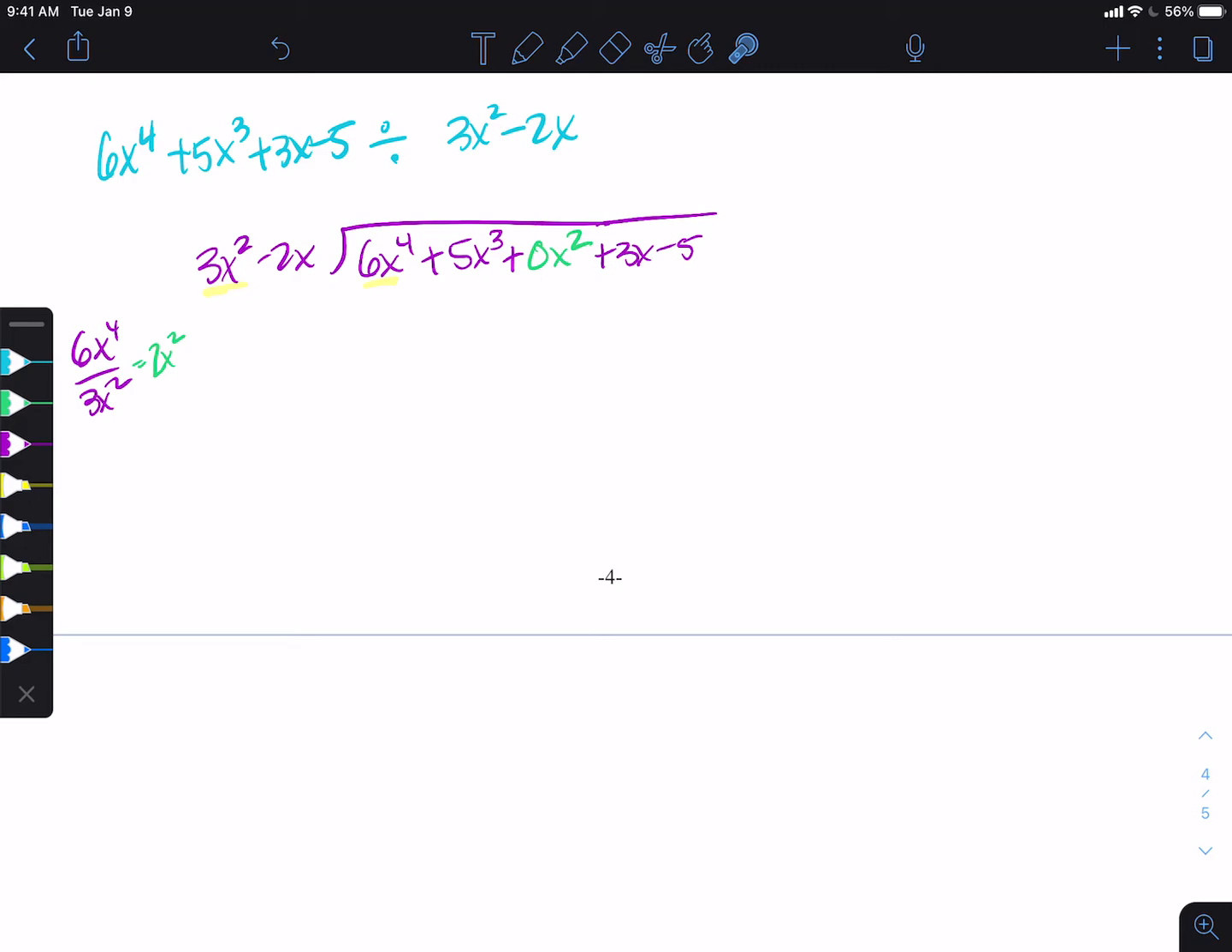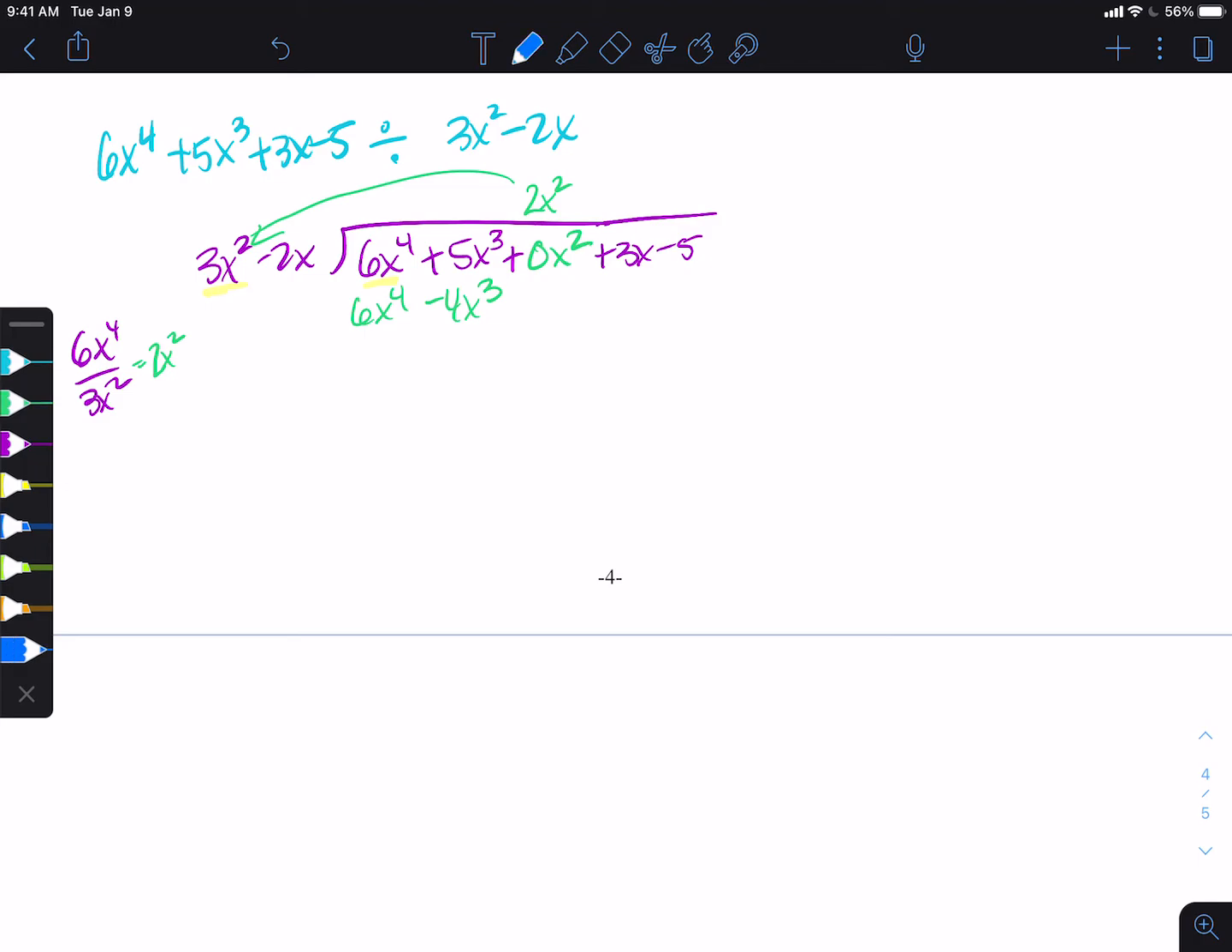So I'm going to do 2x squared. Some teachers force you to put it over this one. I don't actually care where it's located on the top. That doesn't bother me. So we're going to do 2x squared times 3x squared. So then that gives us 6x to the 4th. I do a quick check that matches this one. That means I've done everything correct so far. 2x squared times negative 2x gives us negative 4x cubed.